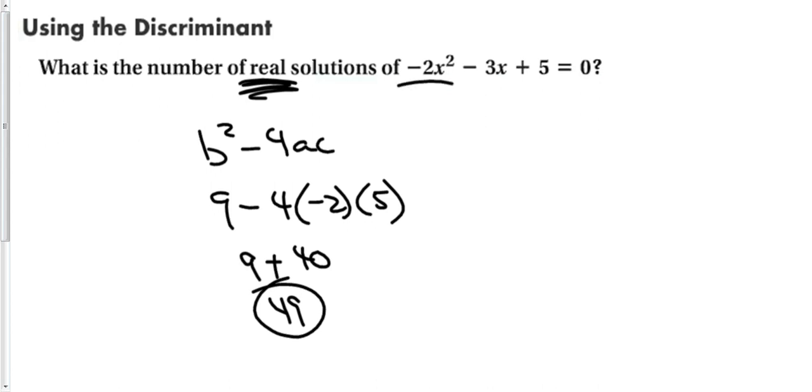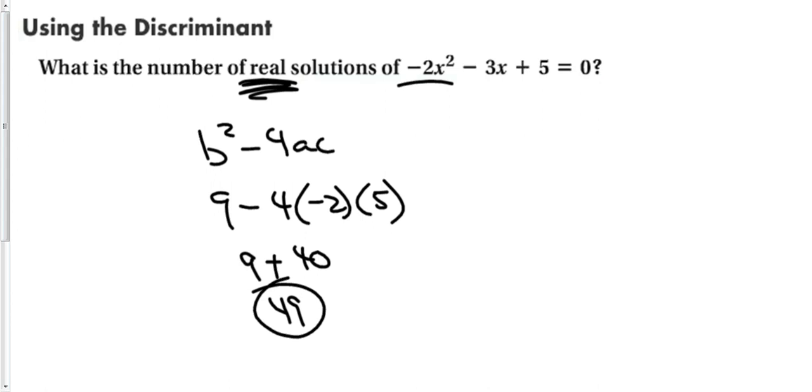It's going to open down. I could figure out the vertex if I wanted to. I see my y-intercept is 5. I could get all sorts of information from this quadratic, okay? Going back to all the other lessons in this chapter. But for now, all we wanted to know was how many solutions it has, and it has 2 real solutions.